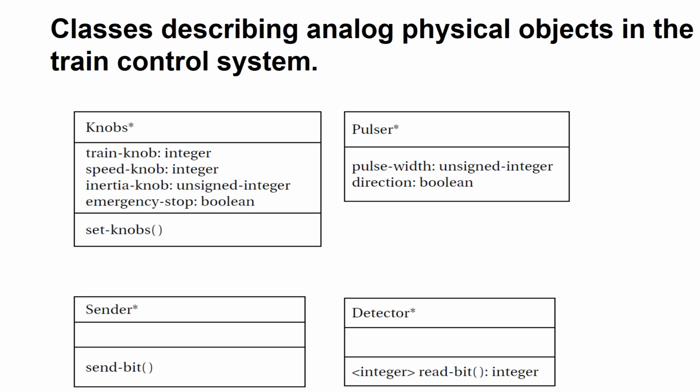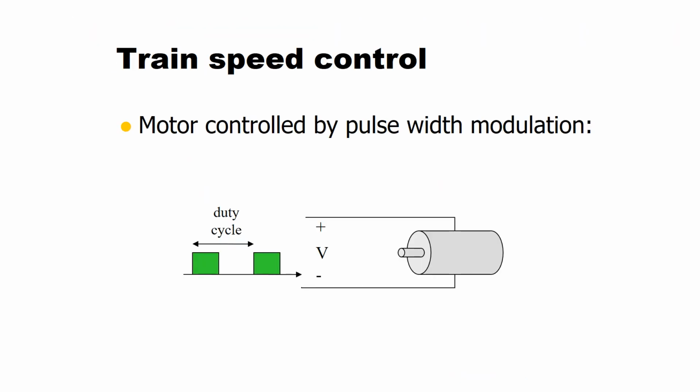Then the motor system. The motor system takes the commands in two parts, the sender part and the detector part. These classes are relatively simple. They simply put out and pick up a bit respectively. Then the pulsar class. The pulsar class consists of a pulse width and the direction of the motor. So the motor is controlled by the pulse width modulation technique.